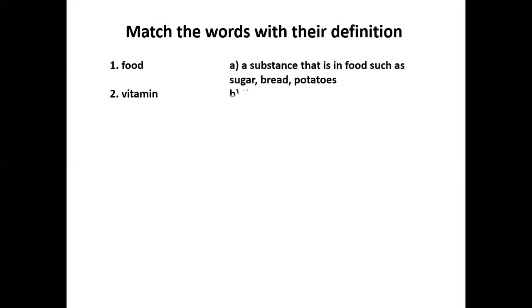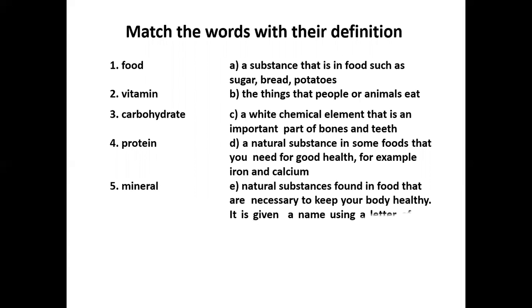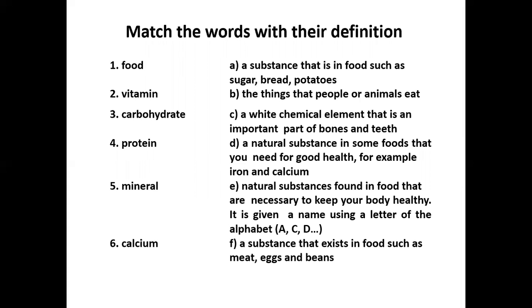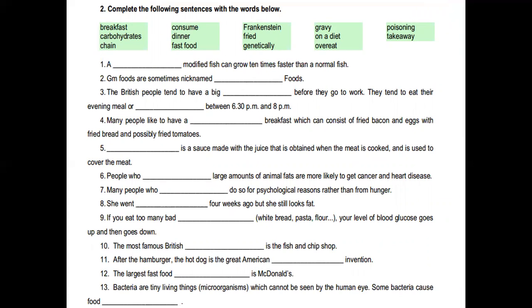Now let's match the words with their definitions. You can see some words, for example, food, vitamin, carbohydrate, protein, mineral, calcium and others. What you need to do is match the words with the definitions. Please stop the video in this part and do the matching task in your notebook. Now we have some exercises. You need to put the foods in the correct column of meat, fish, eggs, pulses, fruit, vegetables, carbohydrates, fats. Just do it in your notebook. One more exercise is completing the following sentences with the words below. Please stop here and write these words in the blanks.